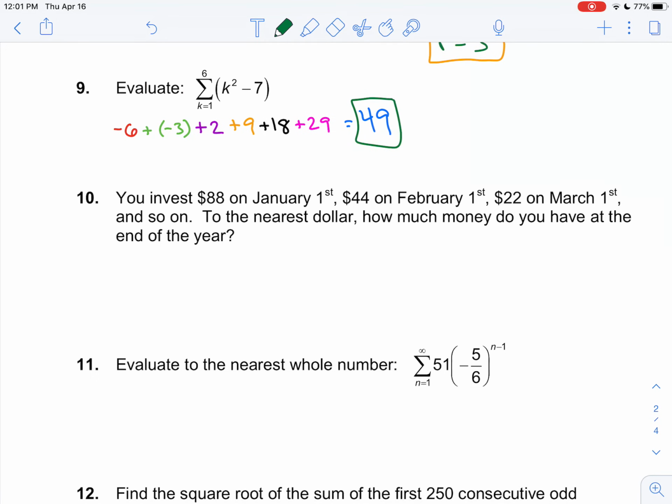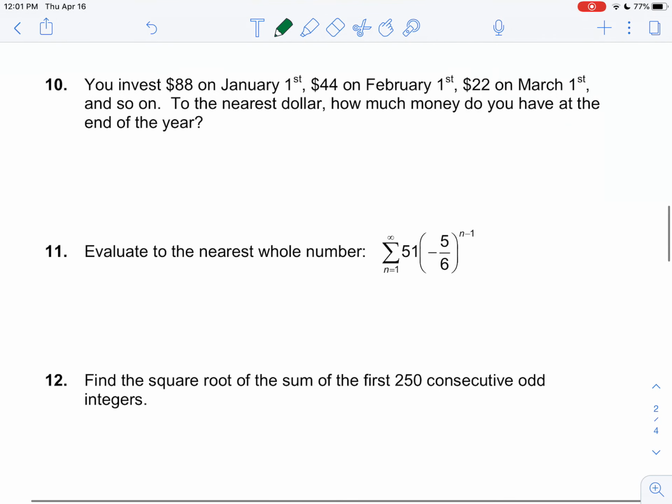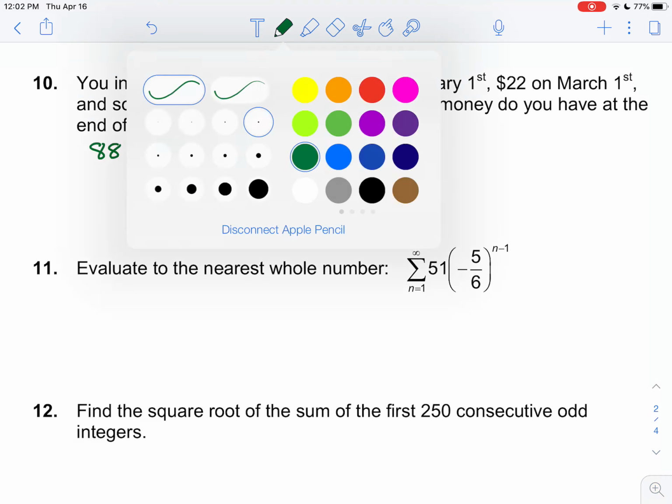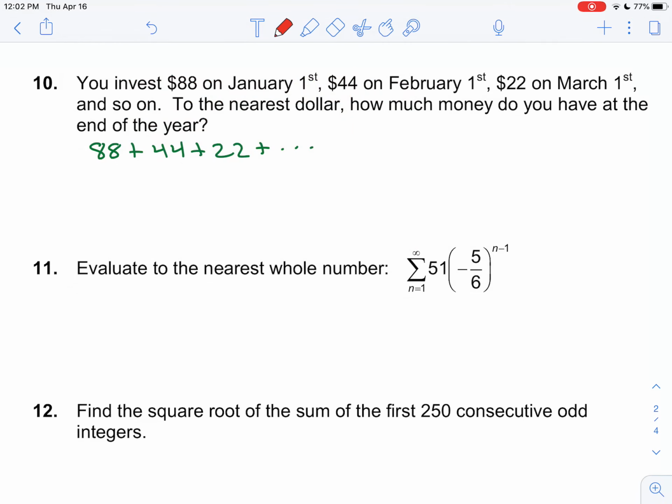All right, on the previous review, day 1 review, we had my favorite money problems, my favorite overall problems of the entire chapter. This one's not as exciting, but we can still check it out. So in January, $88, February, $44, March, $22, and so on for the entire year. So the very first thing you're going to notice, it's times a half, times a half, times a half. So it's geometric, and you know the R is 1/2.